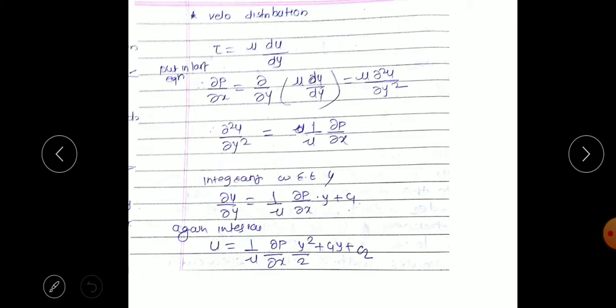Applying the boundary conditions at the wall, at the lower plate, y equals 0. So the first boundary condition is y equals 0, where the plate is fixed. So the fluid in contact with the fixed plate will have velocity 0. So at y equals 0, u equals 0. Putting this in the equation, we get C2 equals 0. So the first constant we get is 0.